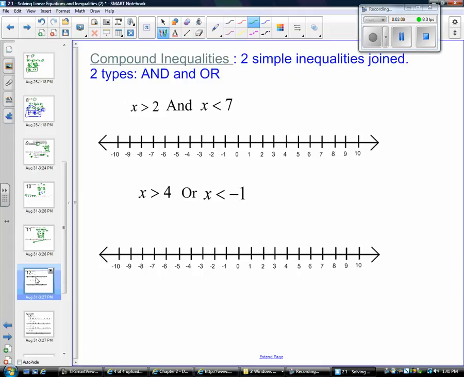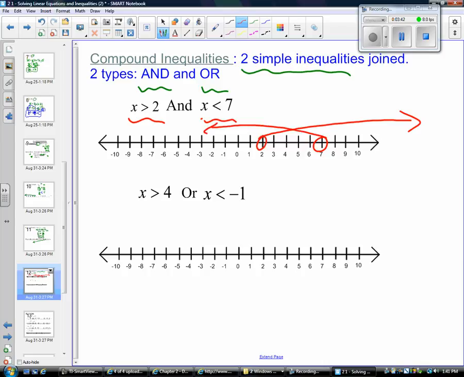We can have something called a compound inequality, where it means that we just have two simple inequalities that are joined together. There's two different types. One is called an and and one is called an or. So the first one we're going to look at is an and. So here's my simple inequality. It says x is greater than 2. So I have my 2 here, and I'm saying it's all numbers greater than 2. And then if I put my other simple inequality there, I'm saying x is less than 7.